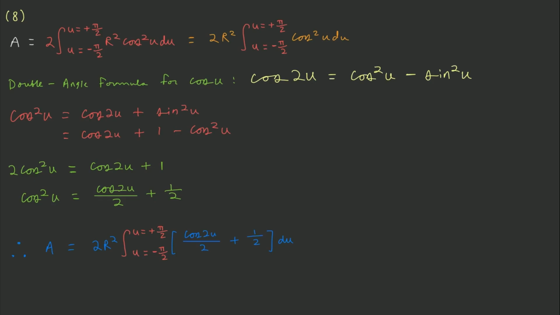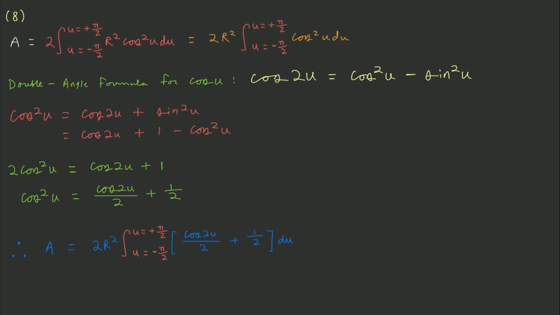It's not an easy integral to perform. However, if you remember the double angle formula, you'll remember that cosine of 2u is equal to cosine squared of u minus sine squared of u. So what we can end up doing here is, if we combine the double angle formula with your standard trigonometric identity, cosine squared of u plus sine squared of u is equal to 1, you could find that cosine squared of u is equal to cosine of 2u over 2 plus 1/2.